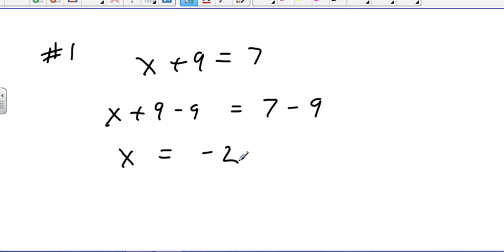Now, if we take our calculator, we can go second function, numeric solve. You wouldn't do that on this particular problem, but you could. On one side of the equation you put x plus 9, and on the other side you put a 7. Then you ask it to solve it. And wow, it says the answer is -2.